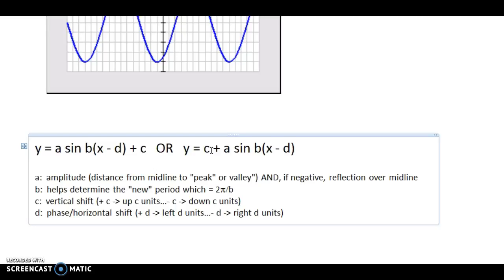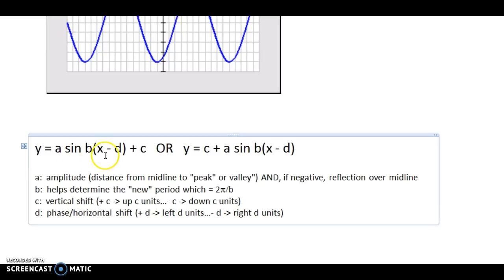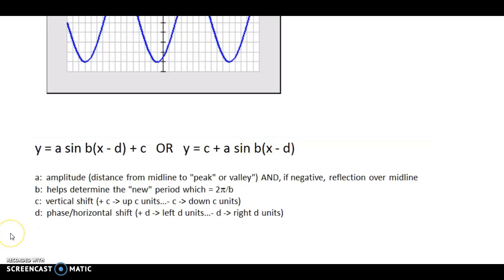What do these things represent? Well, a represents the amplitude, which is the distance from the midline to any peak or valley. And if a is negative, that means that that graph has been reflected over the midline. B represents the value that helps us determine the new period, which can be calculated by taking 2 pi, the standard period of any sine or cosine graph, and dividing it by that b value. Remember, b has to be factored out of your equation, so x has to be by itself in the parentheses here, no matter which version you're writing, and that b value's got to be factored out.